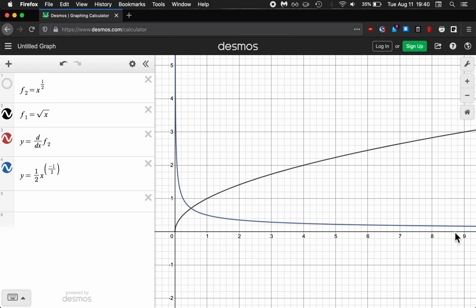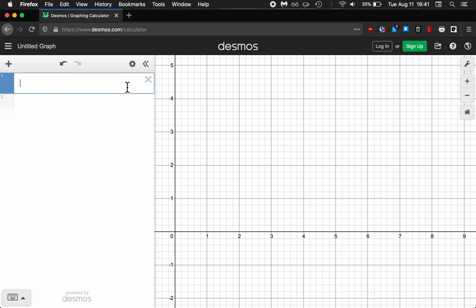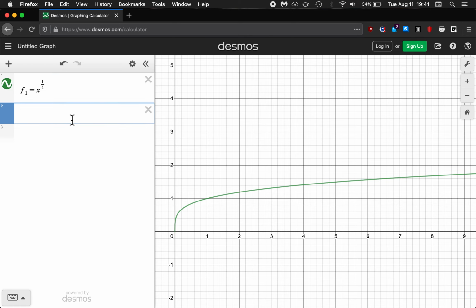So this was a pretty straightforward group of functions to look at, and this will actually work for any radical, because once again they are just all different powers of x. I can write f1 equals, let's take a 4th root of x. This is x to the power 1/4. Let's have Desmos calculate that derivative. So show me the graph of the derivative of f1.